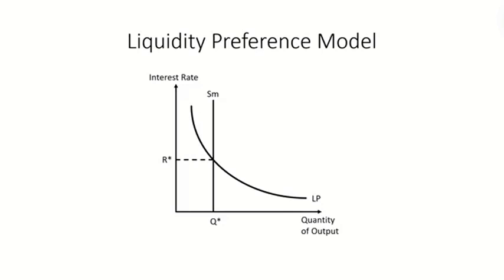Let's now turn to the liquidity preference model with the quantity of output on the x-axis and the interest rate on the y-axis. We have SM, namely the supply of money, also known as the monetary supply, as a vertical line with the liquidity preference curve downward, also known as the demand slope for money.